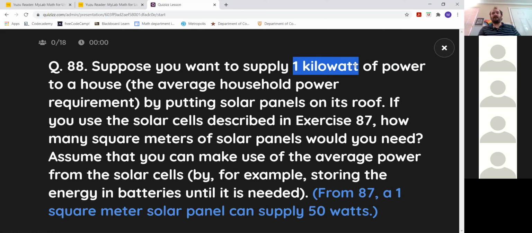So we're going from kilowatts, and I believe we have to use the middle guy of watts, because this is going to go from watts to square meters. So how many square meters of solar cells would you need if you wanted to supply a house, is what this is asking.